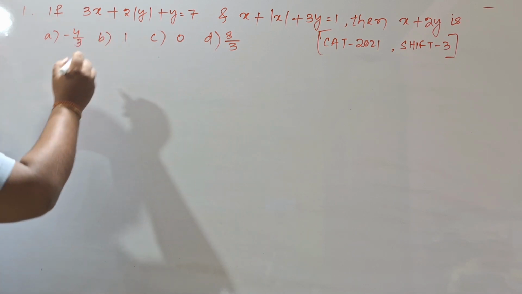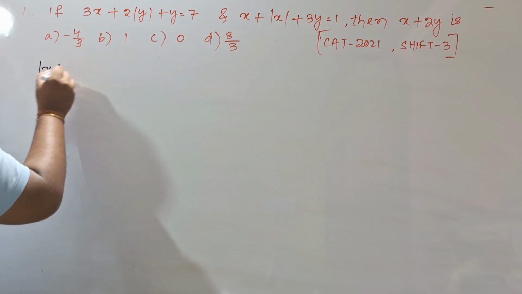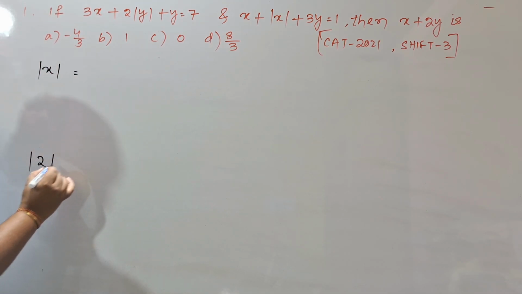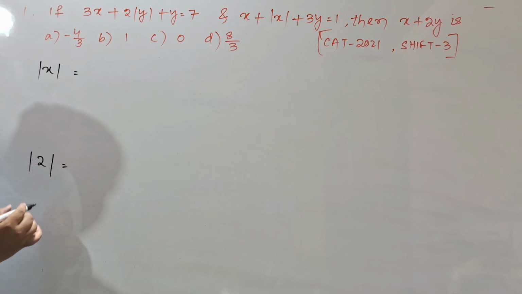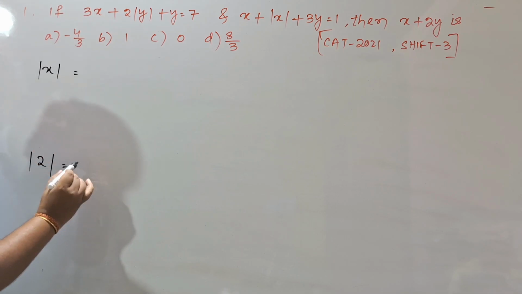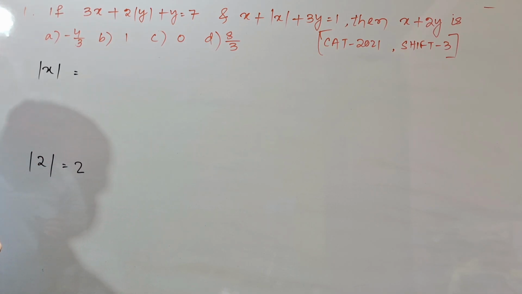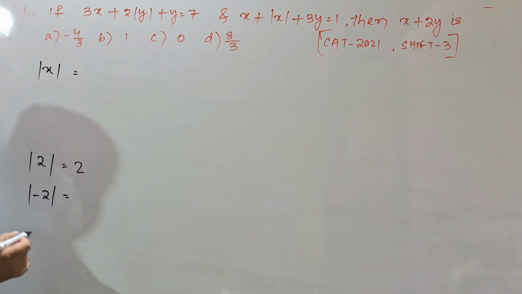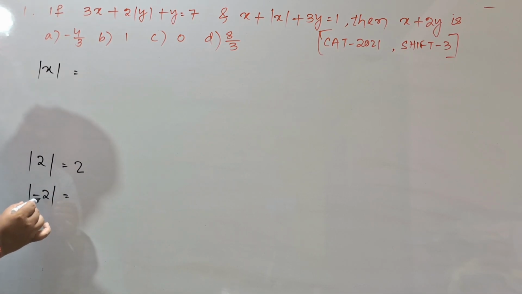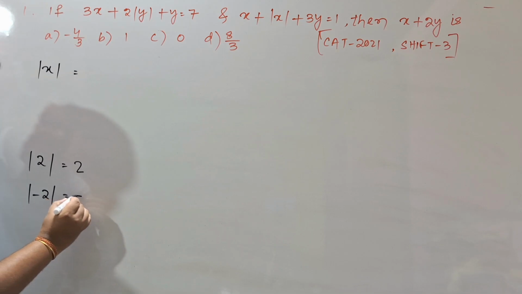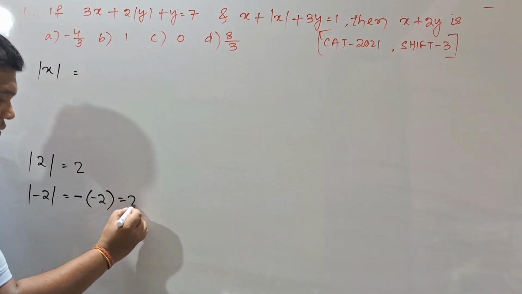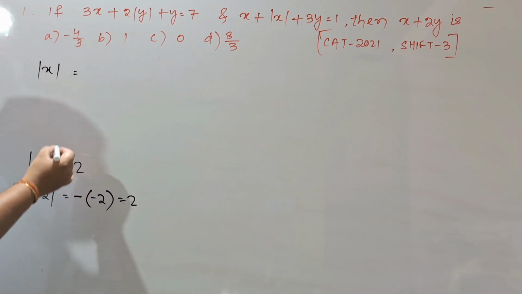When I write |x|, what do you mean by this? If I say |2|, whatever is written within the mod, if it is positive, just write as it is, this is 2. Similarly, if |-2| is given, whatever is written within this mod, if it is negative, you have to write an extra negative sign. So minus of minus 2, this becomes 2. You know modulus always gives positive answers.